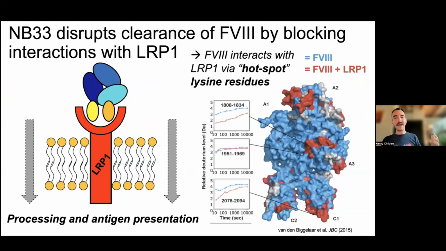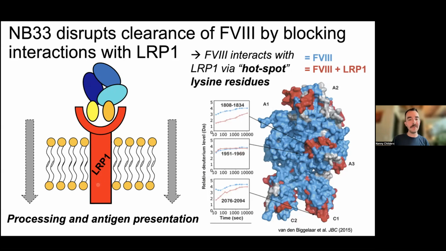Now, one other interaction with factor VIII that I haven't mentioned yet is the clearance of factor VIII. Factor VIII is circulating in our bloodstream. It's preventing those bleeding events from occurring. But eventually, we need to get rid of factor VIII. We need to clear it out of our bloodstream. How does it do that?